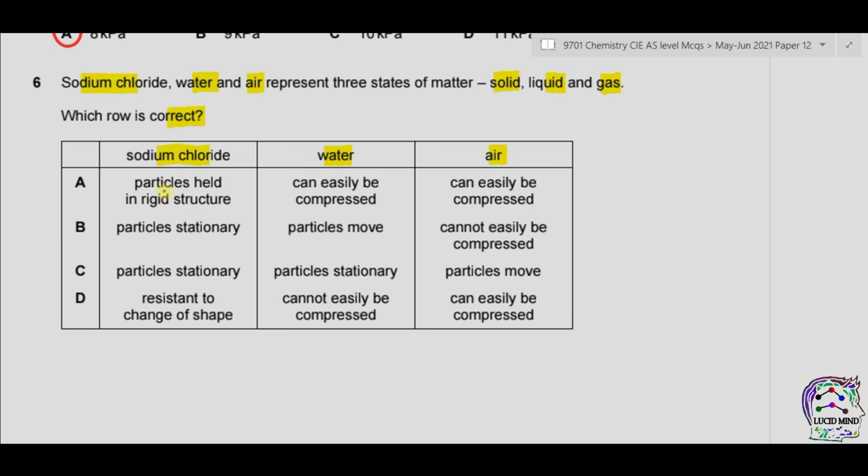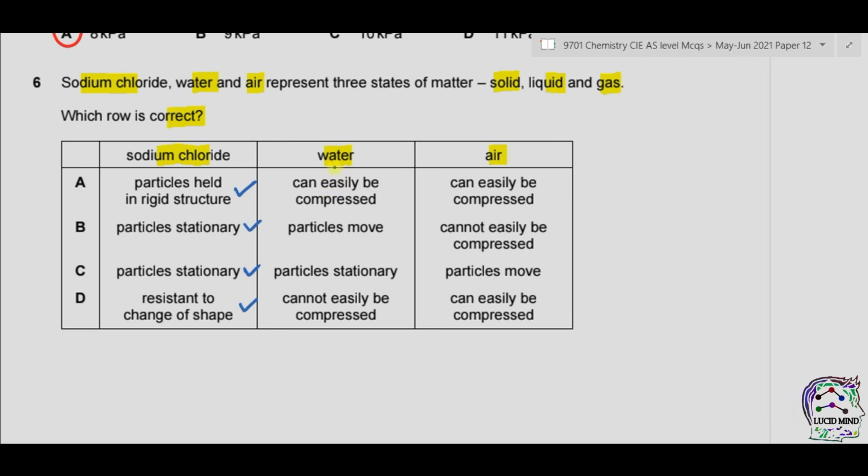Part A. In sodium chloride, the particles are held in rigid structure. This is true because ionic bonding is present and we have lattice structure that is present. Part B, particles are stationary, there is only vibratory motion present, there is no other motion present in sodium chloride solid. Part C, particles are stationary, again there is no motion present, only vibrations are present. Part D, resistant to change of shape. Now solid cannot change shape on its own, there must be energy provided for solid to change its shape.